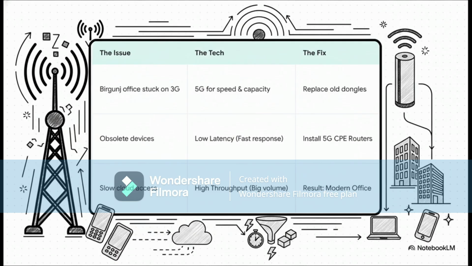The issue: the office was stuck on obsolete 3G with slow, outdated devices. The tech: we used 5G, taking advantage of its low latency for a fast response and its high throughput for handling big data. And the fix: we ripped out the old hardware and installed a modern 5G CPE router. The result: a modern, efficient office. It's really as simple as that.